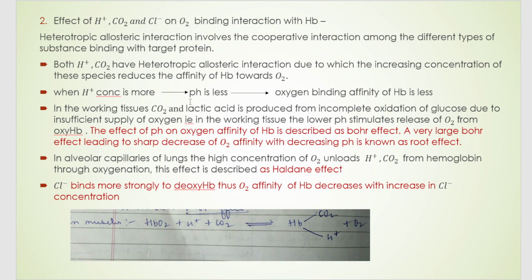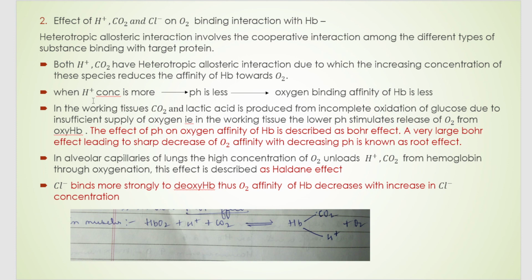Whenever oxyhemoglobin is present in an atmosphere where the pH is low, the oxygen binding affinity of the hemoglobin is less. So the hemoglobin releases this oxygen and goes and binds to H plus. As soon as it binds to H plus, what happens?